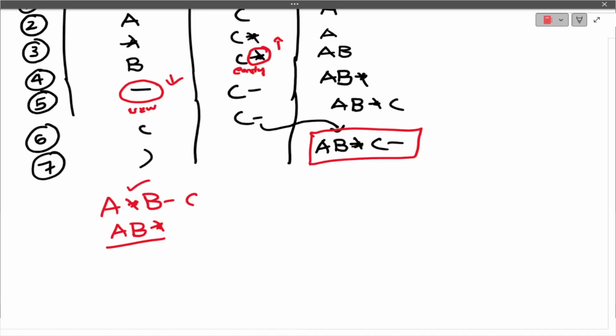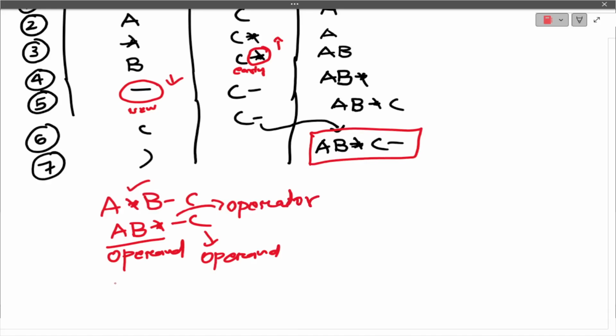So my whole expression becomes my operand now. Now minus C, this is my other operand. This is the operator. Now I will be solving this, so it will become A B asterisk C minus. Am I getting the same expression? Are both of my expressions the same? That means my answer is totally correct. This is case number 1 that I have used.